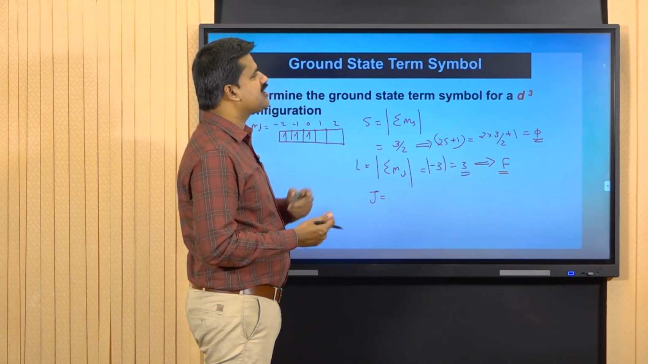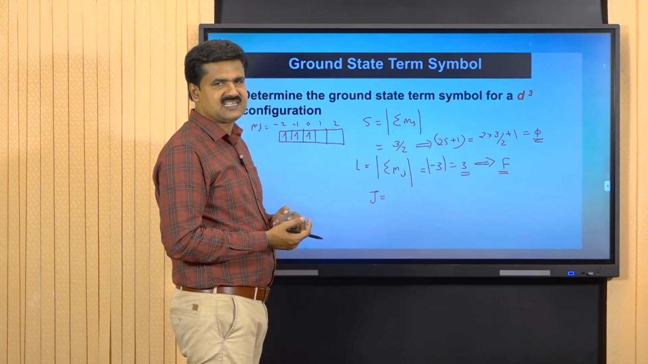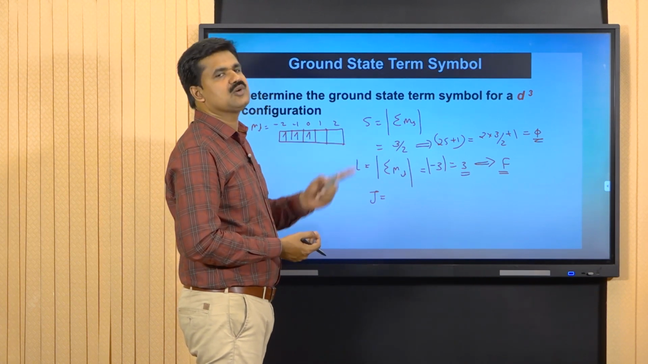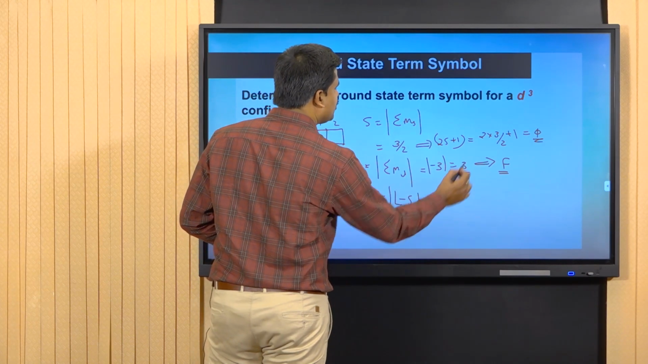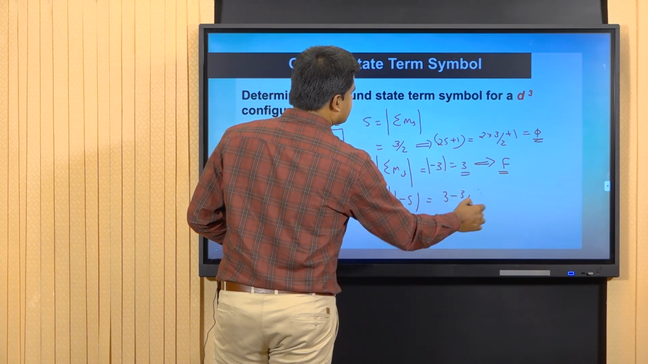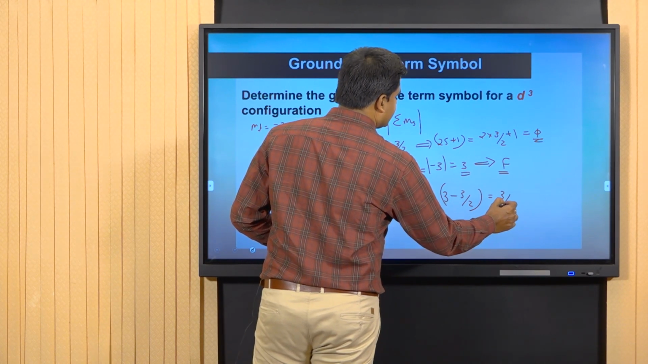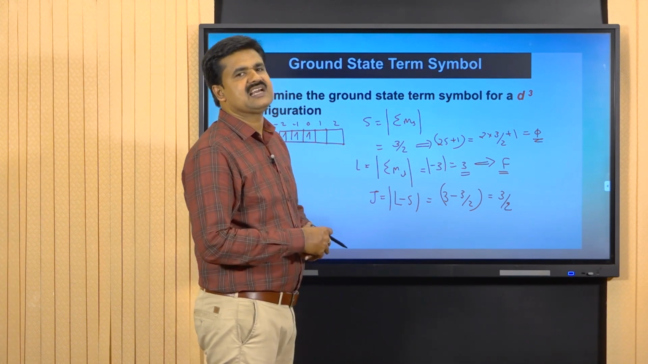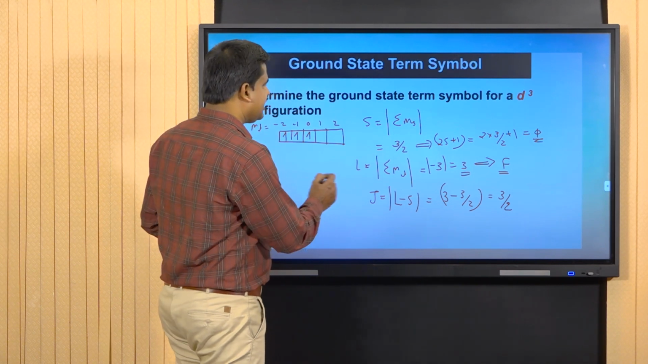We are discussing about the d3 arrangement. The maximum number of electrons that can be placed in d subshell is 10. So half filled arrangement is d5. So d3 is less than half filled. So for the ground state, the J value must be minimum, that is modulus of L minus S. You know, L is equal to 3 and S is equal to 3 by 2. 3 minus 3 by 2, that is again 3 by 2.